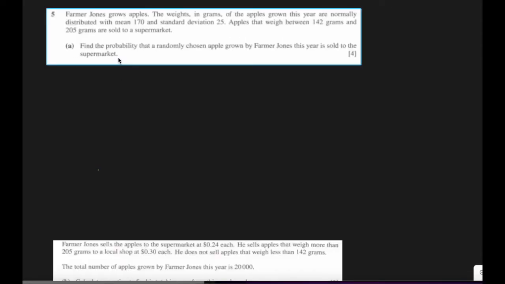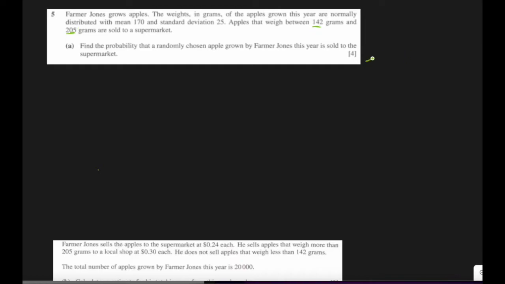Question number 5. Farmer Jones grows apples. The weights in grams of the apples this year are normally distributed. Standard deviation 25. Apples that weigh between 142 and 205 are sold to the supermarket. Okay, so maybe the rest of them they eat or whatever. It's Mr. Jones' problem, not ours. Find the probability that a randomly chosen apple grown by Farmer Jones this year is sold to the supermarket. That means its weight is between 142 and 205 grams.